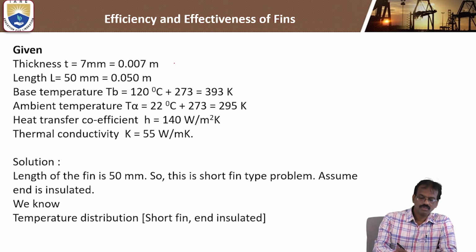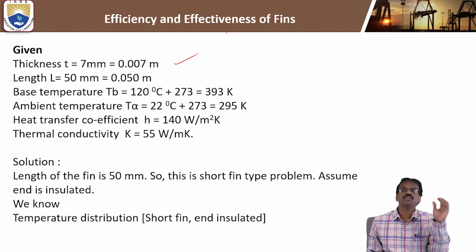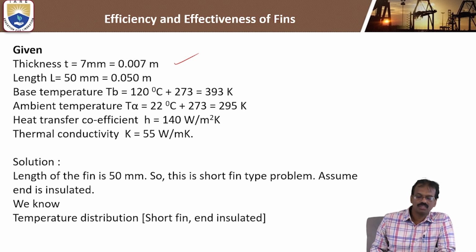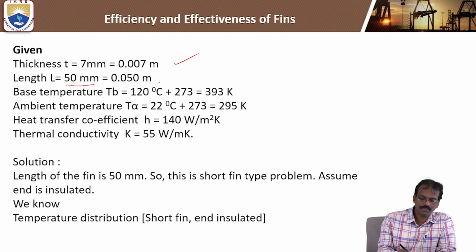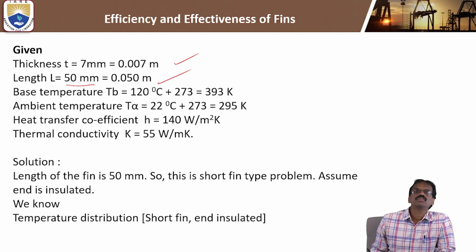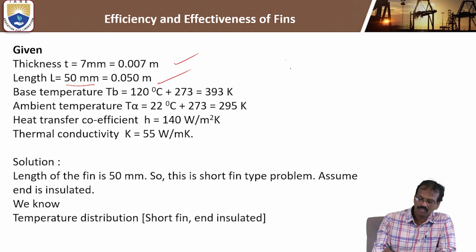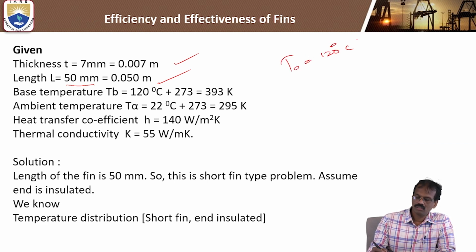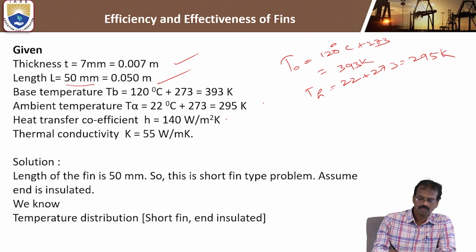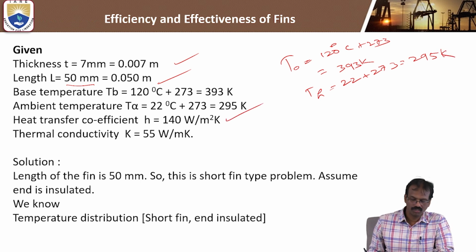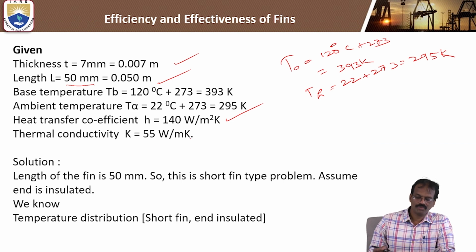So these are the given data. We can consider thickness t is equal to 7 mm, which is 0.007 meters, converted to meters. Length 50 mm, 0.050 meters. So base temperature T naught or T_b, anything, T naught is equal to 120 converted into Kelvins, plus 273, so 393 Kelvins. Ambient temperature T infinity, 22 plus 273, 295 Kelvin. Okay. Heat transfer coefficient 140 watt per meter square Kelvin. Thermal conductivity 55 watt per meter Kelvin.